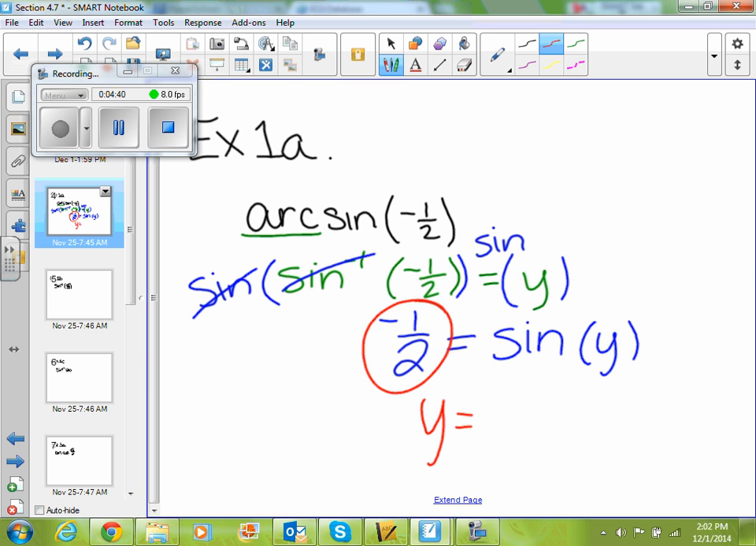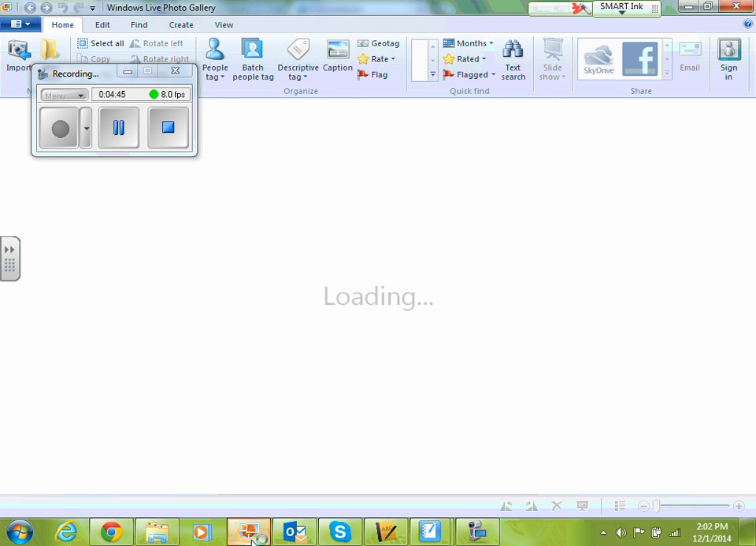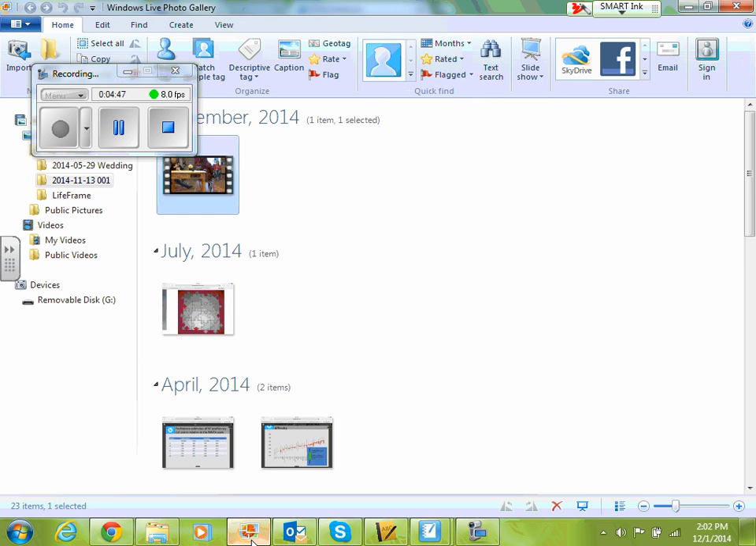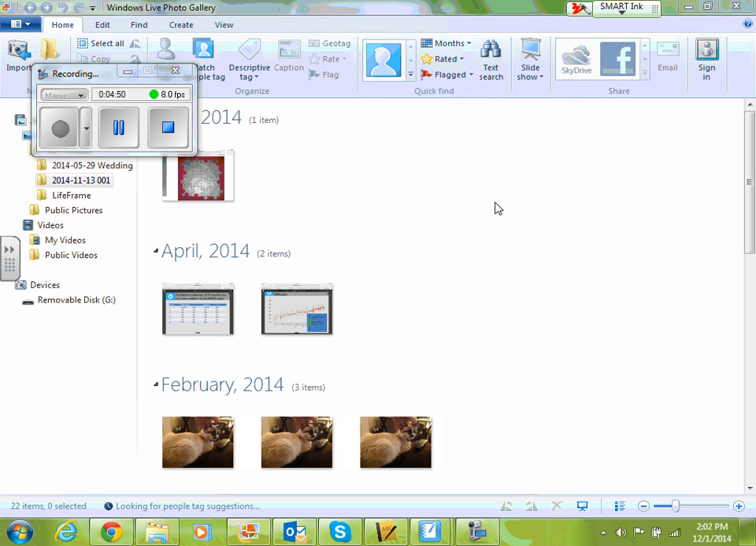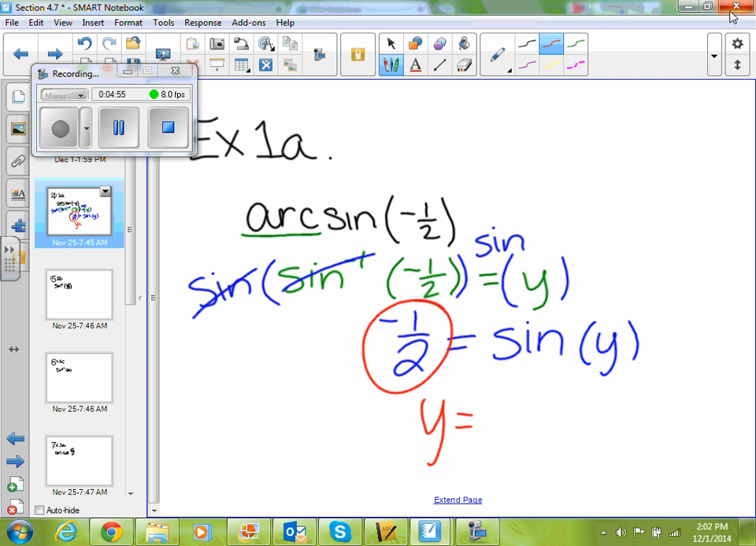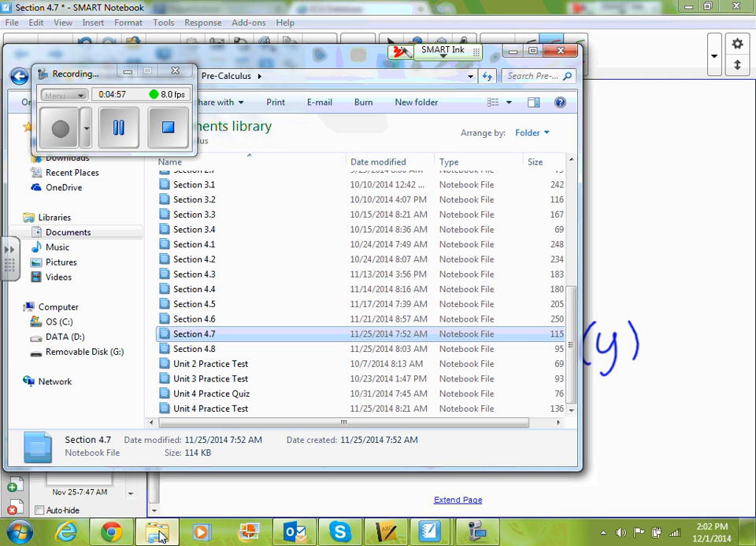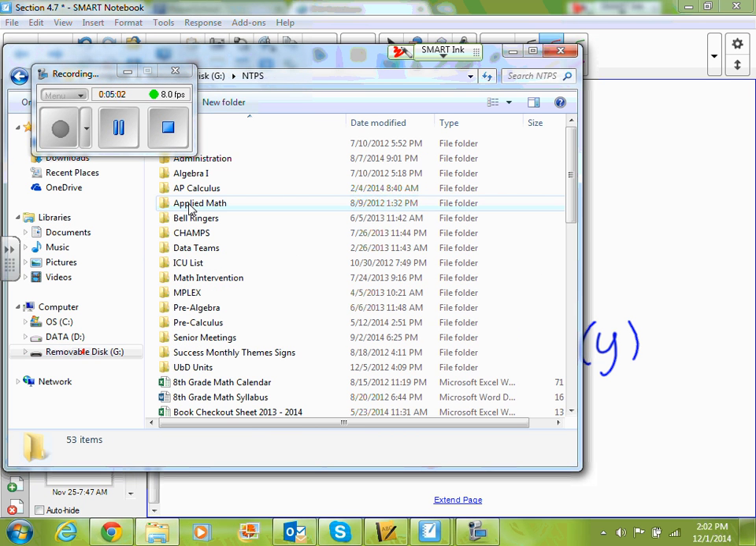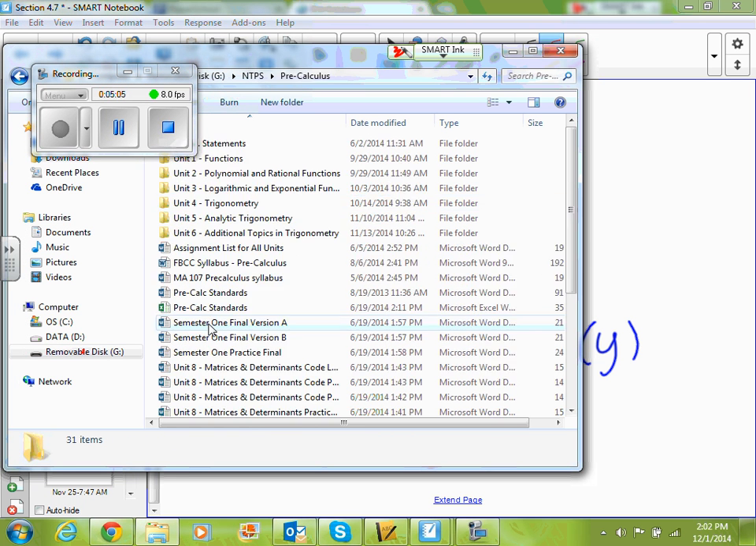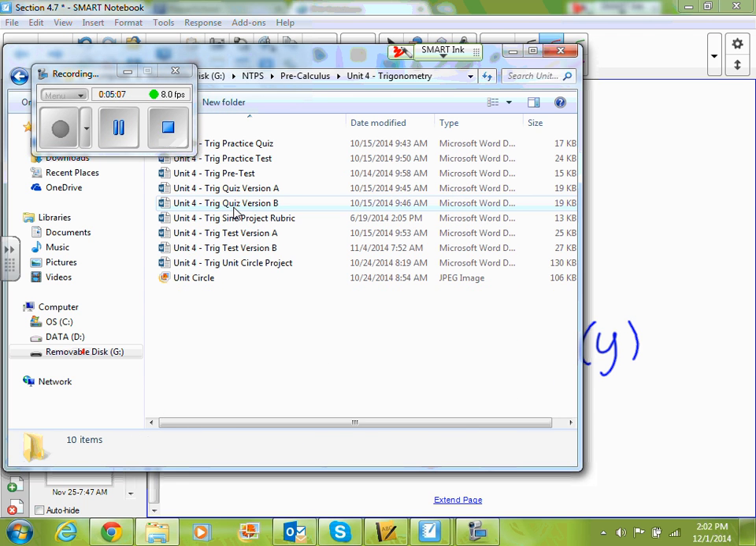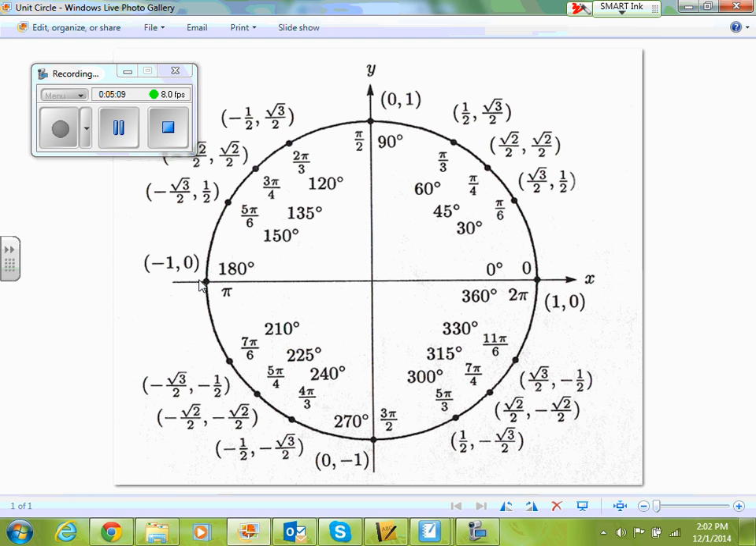And so if I pull up my unit circle, I can pull it up somewhere. It's not in that file. Try again. So if I pull up my unit circle and I'm looking at my y values, I want to figure out where I can get to a negative 1/2.